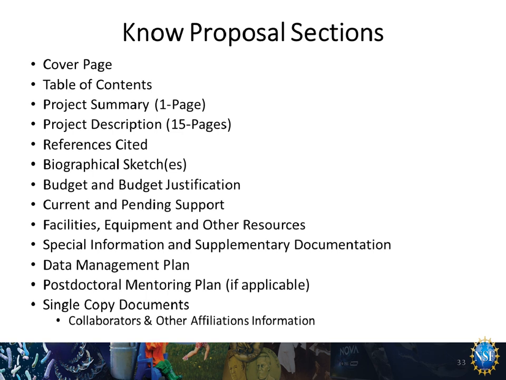Every proposal that comes in to NSF has a data management plan. There are guidelines, again, in the PAPG related to the data management plan. If you put money on the budget on the postdoc line, then you must have a postdoc mentoring plan. But if there's no money on the postdoc line, then you don't have to have one. And then you must also submit what is called a single copy document that describes for each of the PIs and co-PIs their collaborators and other affiliations. Again, you want to go to the PAPG for guidance on this.